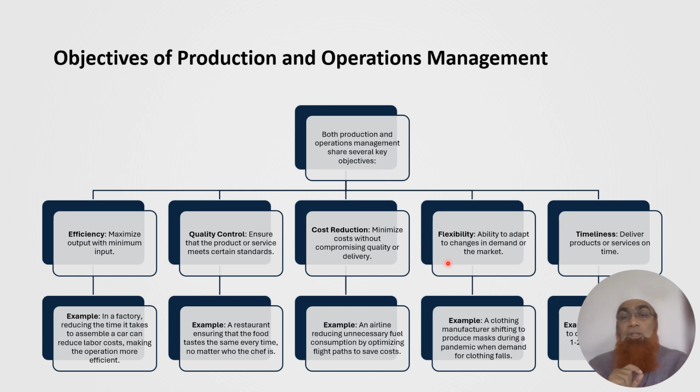For example, a clothing manufacturer shifting to produce masks during the pandemic when demand for clothing falls. Right? So based on the market need, they should be able to change themselves. Last but not the least is timeliness: deliver the product or the services on time.